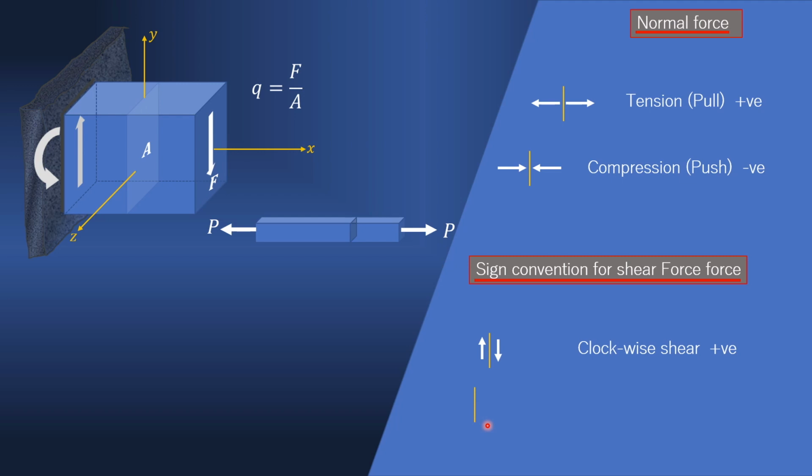If on a cross section, on the right side it is an upward force, and on the left side it is a downward force, then it is anti-clockwise shear. Anti-clockwise shear is negative. Clockwise shear positive, anti-clockwise shear negative. For normal force, sign conventions are tension positive, compression negative. And for shear force, sign conventions are clockwise shear positive, anti-clockwise shear negative.